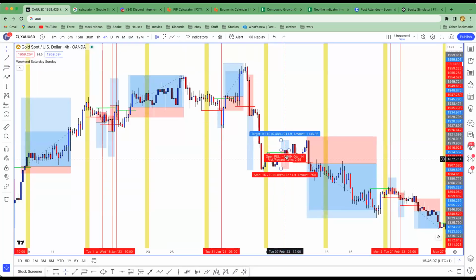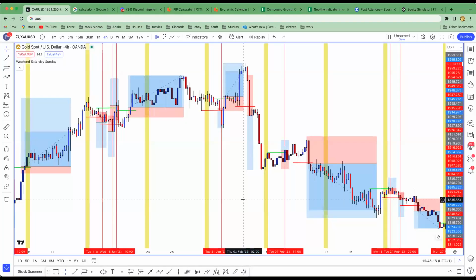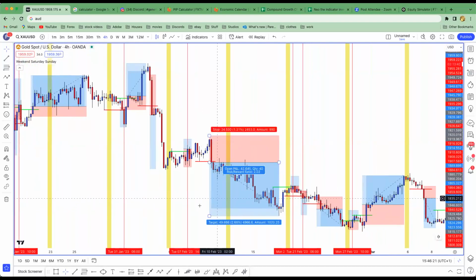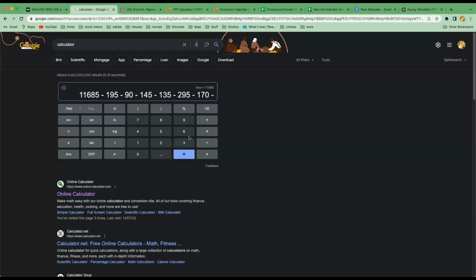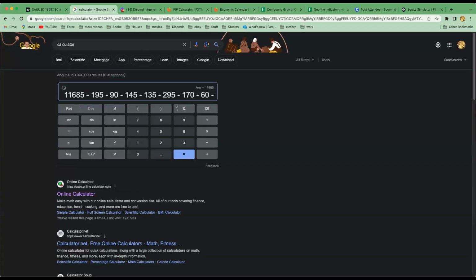Boom. 170. You can even see how I'm making it fair by rounding up the numbers even more for the losses to tens. So I've rounded down my winners and rounded up my stop losses. 60. 60, take away. 65. 65, take away.